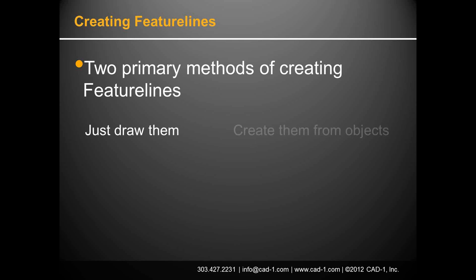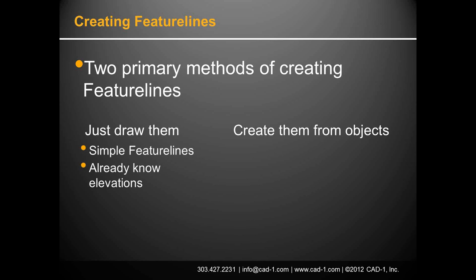Another thing you can do is you can take line work that's already in the drawing, and even line work that's XREF'd in, and create feature lines from those objects. Now, when do you want to use which one? If you have simple line work, if the feature line is going to be pretty simple, and you pretty much know the elevations they need to be at, you can just draw them. I'm personally not a big fan of the just draw them method unless they're really simple feature lines. Like I want a feature line that goes from here to here, and that's it.